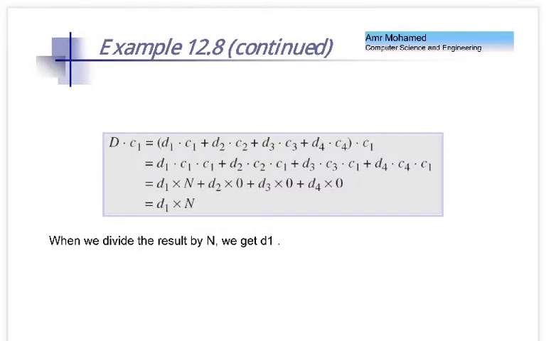So this is the derivation. If you multiply this by C1, similarly, if you multiply by C2, you get D2. Multiplied by C3, you get D3, and so on. Okay, so that's simply the proof. So when we divide the result by N, we get the data that we want.